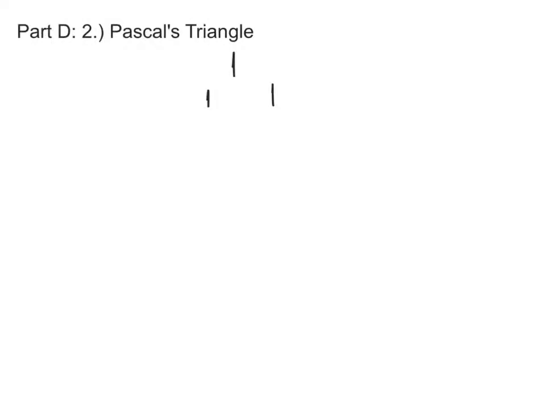For part D, talking about Pascal's triangle. In problem number 2, we just need to fill in the blanks in creating Pascal's triangle. And the thing about Pascal's triangle is that every row is going to begin with a 1 and end with a 1. Then, to find every other term in there, we're going to take the two that are above it, and add them together.